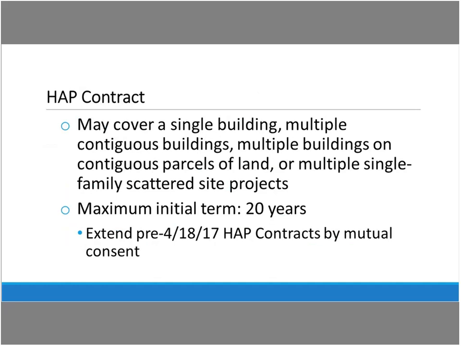The HAP contract itself can cover a single building. If you have a large building, say a 100-unit former public housing building on a single site, you'd have a single HAP contract for that building. Or say you had a 3-acre site with many buildings on it. So you've got 10 buildings on your 3-acre site. Your HAP contract would cover all of those buildings on a contiguous site, or on a single site. Or if you have multiple buildings on contiguous parcels, so your land parcels touch, you would have a single HAP contract for all of those buildings.